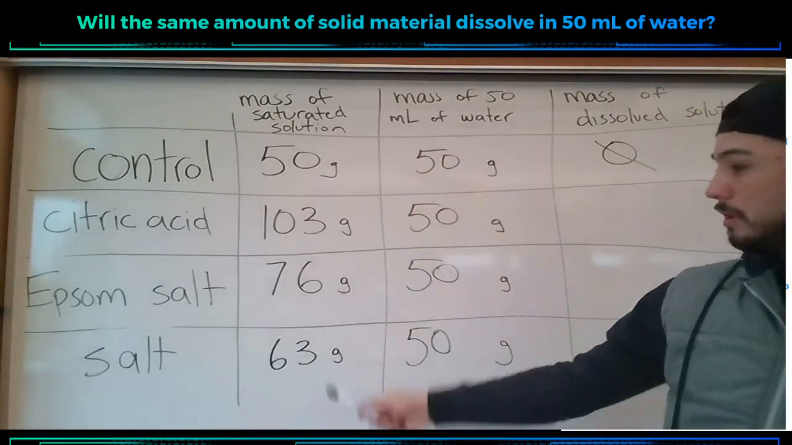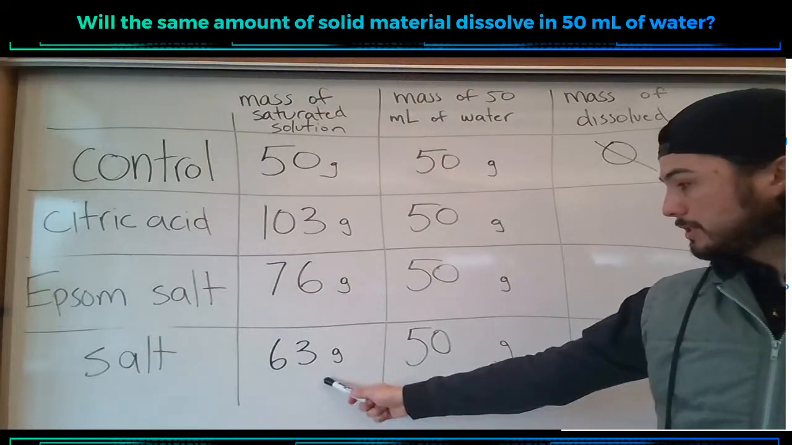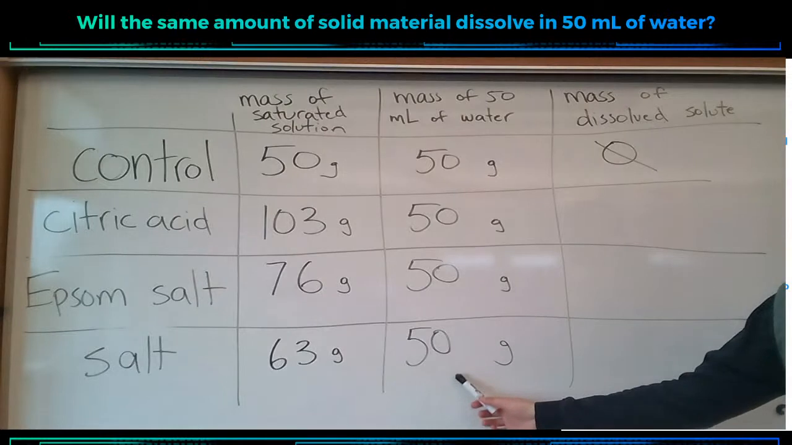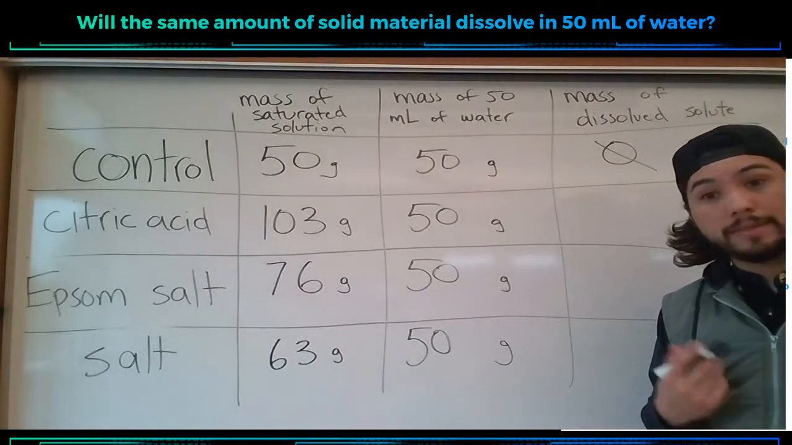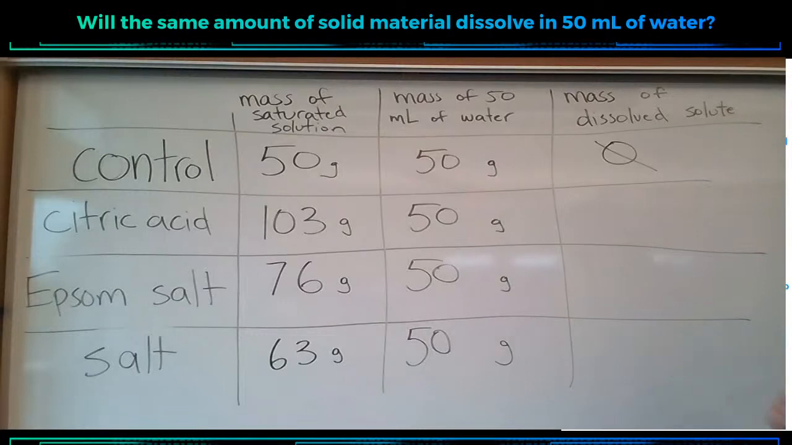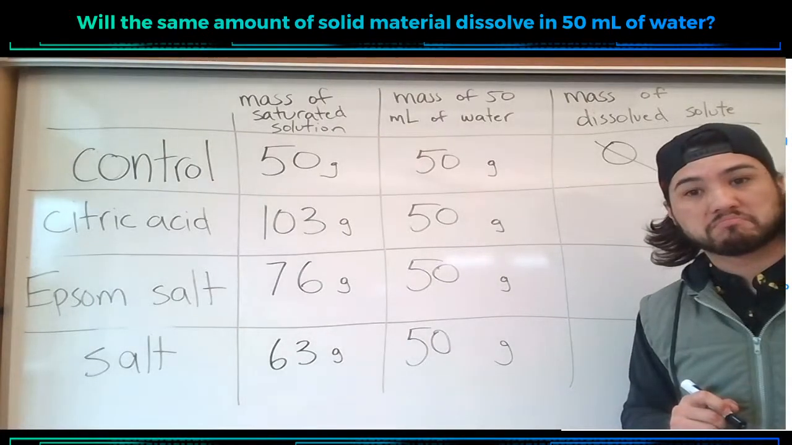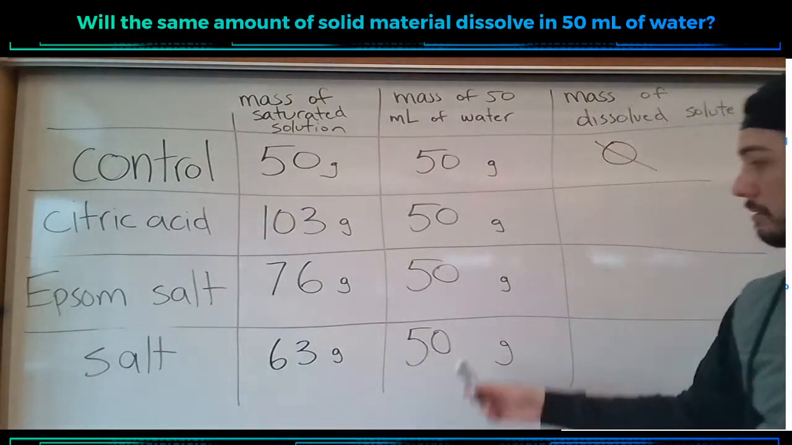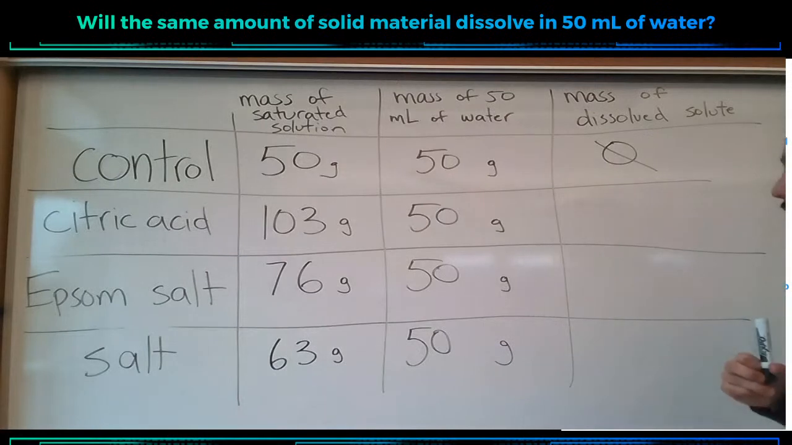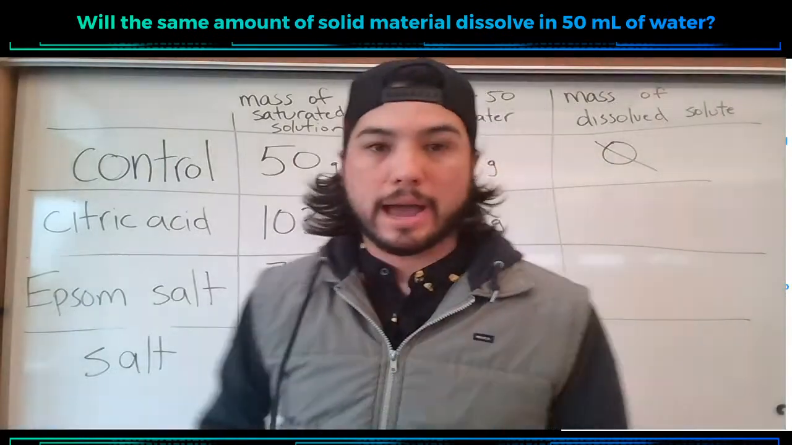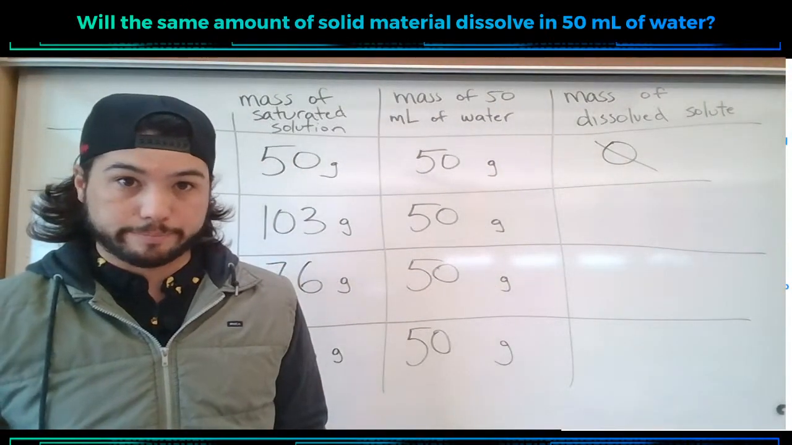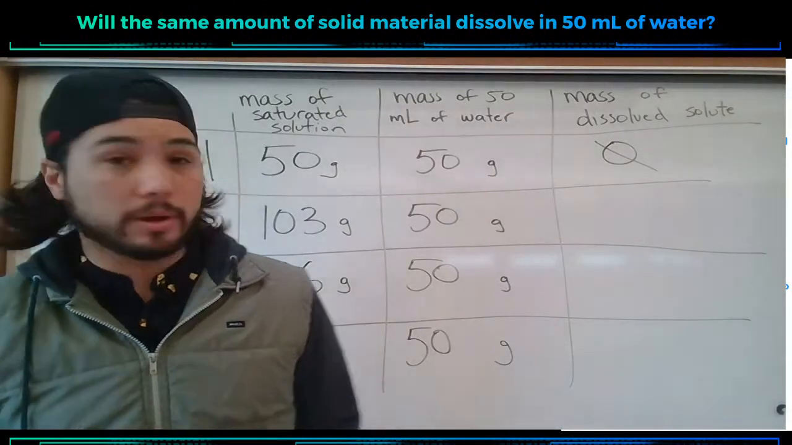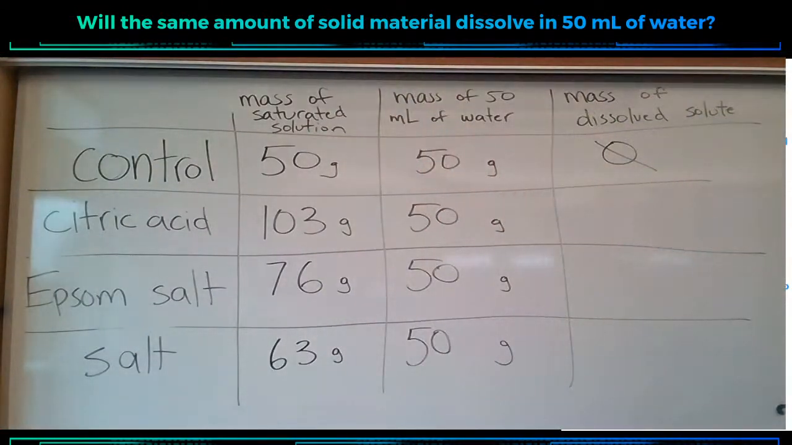Starting down here with our salt, 63 grams total, subtract the 50 grams, that's the mass of the water, and then you are left with how much? Same thing with the Epsom salt, 76 grams minus the 50 grams of water, and then you're left with the mass of the solute that dissolved in our saturated solution. Yeah, using subtraction there. So go ahead and fill that in on your own in your data table or write it down in your science notebook.